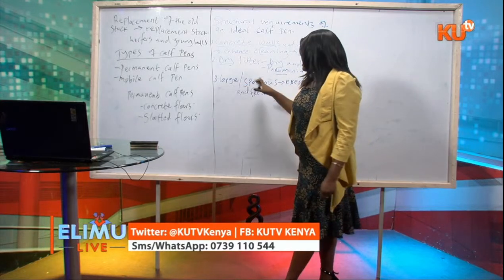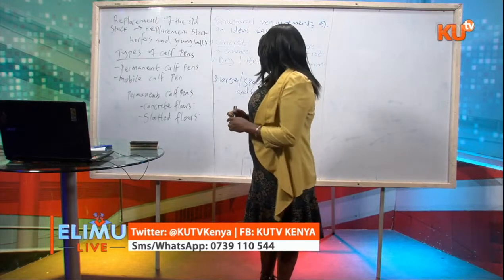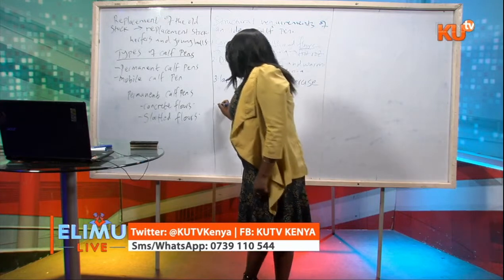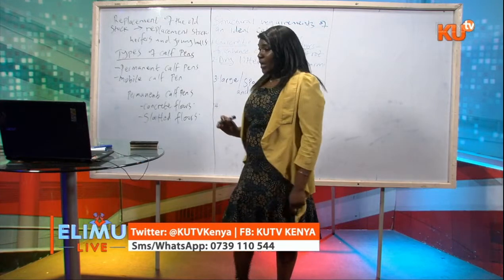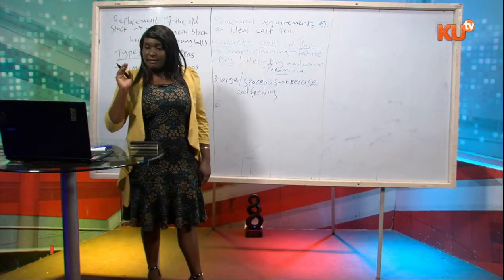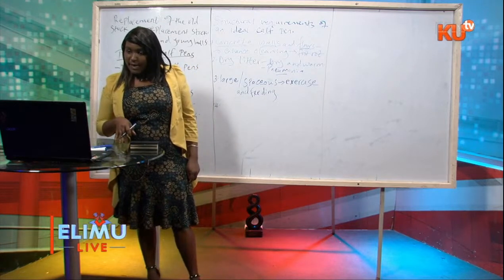We need concrete walls. We need dry litter. We need a large and spacious calf pen. That is number 4 points. We are now halfway in terms of those points. There are 8 requirements of a good calf pen.